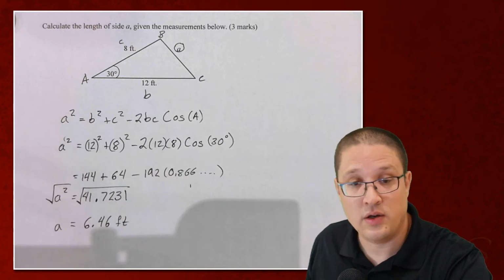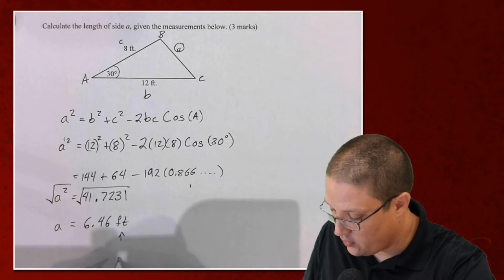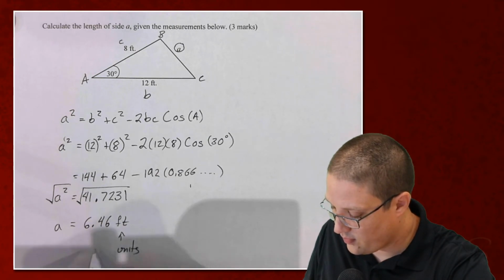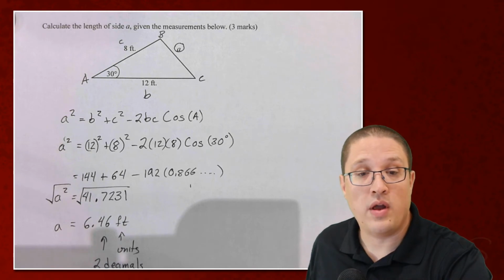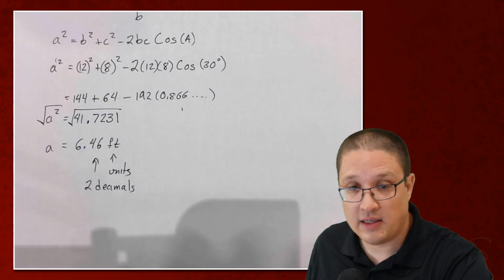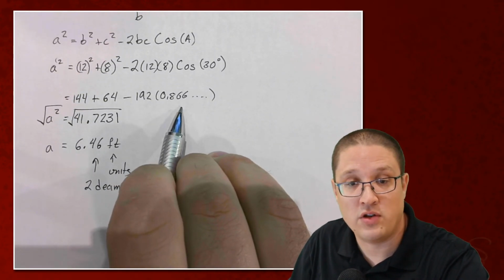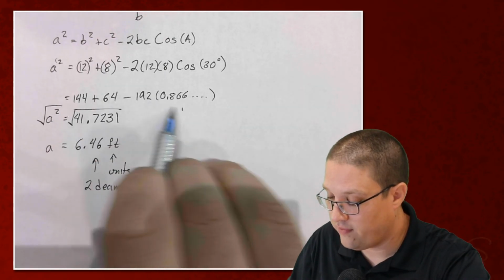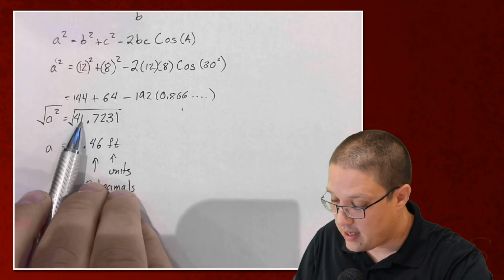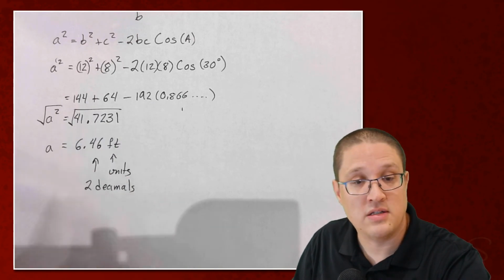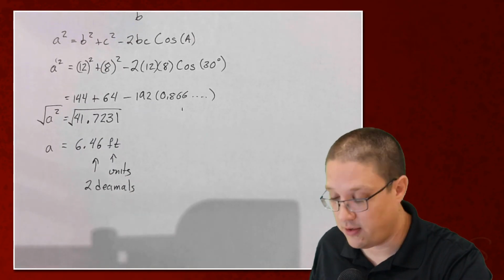Please note, our units are feet, so don't forget your units. Don't forget that you should have your final answer with 2 decimals. In order to make sure that you round it correctly, please make sure you're not rounding off too early. Leave this whole value of cos 30 in your calculator as you multiply it through, and then make sure that you're continuing using enough decimals here.